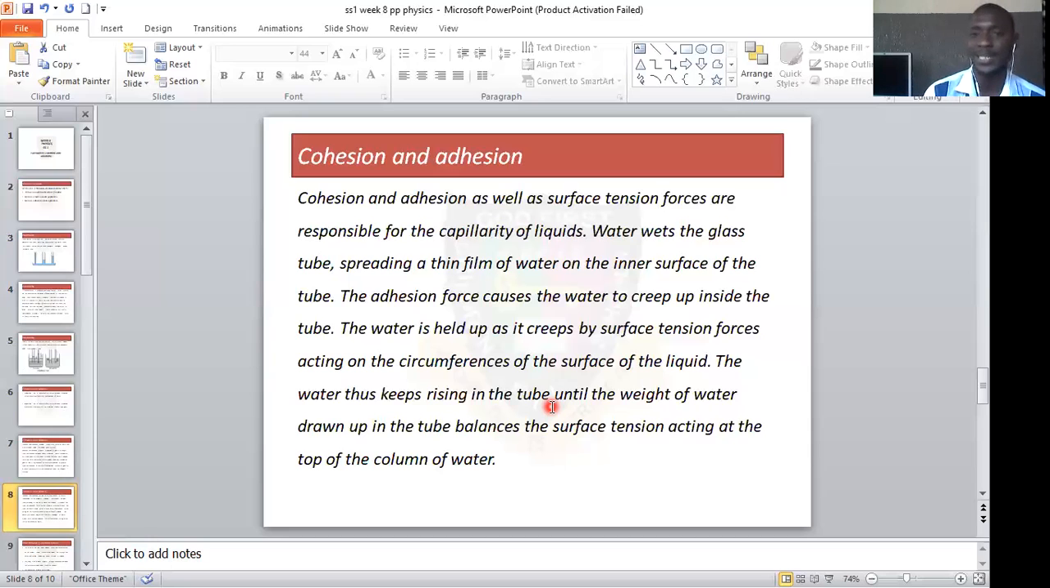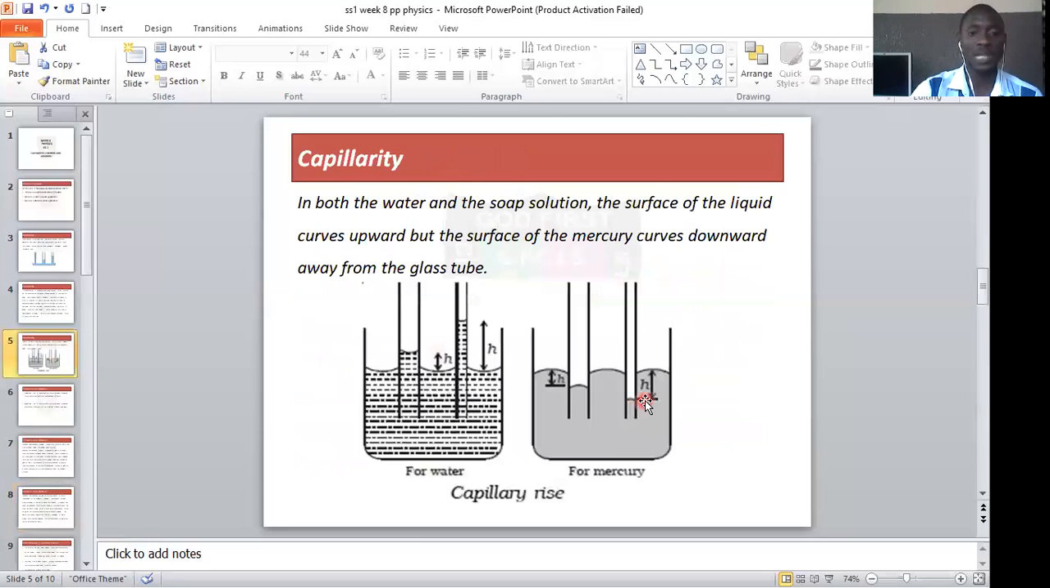But in the case of mercury, it is not like that. The cohesive force of mercury is stronger, so it does not rise in glass. It drops down. That's why you have a convex shape at the surface of the mercury. You can see the shape. It drops down, while a concave shape is what you get when the liquid rises up, as water does in a glass tube. So let us look at the next slide.